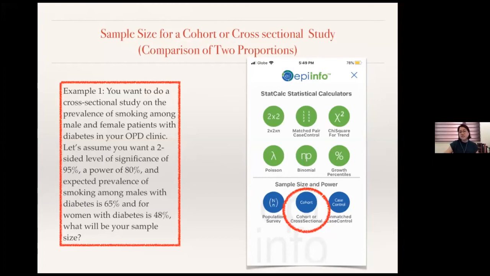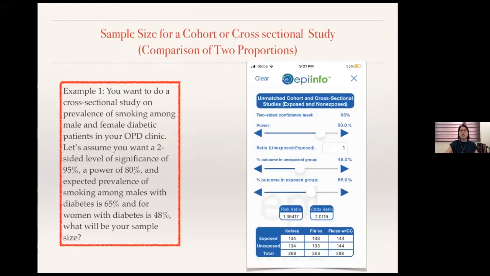So if you use this cohort or cross-sectional equation, you will come up with this interface. So what I did, we wanted the two-sided confidence interval to be 95%. The power is 80%. Ratio means how many men to women. No? How many do you want? How many men per woman or woman per man do you want to recruit? No? So in this particular case, I want a ratio of 1. That means if I get one male, I will match with one female. So that's 1:1. No? So that's 1.